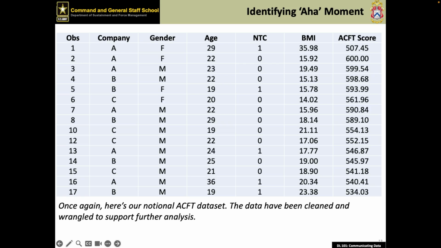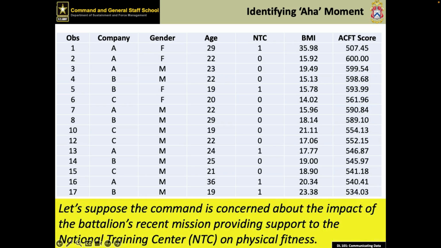Let's go back to our ACFT spreadsheet. In this case, the data sets have been cleaned and wrangled. So perhaps the commander is concerned about how NTC has impacted unit physical fitness. A recent report shows that 29% of all active duty men and 18% of women scored above a 540. From our sample, we might assume that this high-performing battalion's ACFT average is very respectable, maybe over 550. So there's no cause for alarm, but improvement is always possible, right?